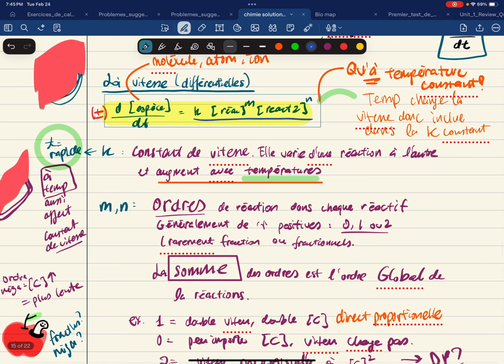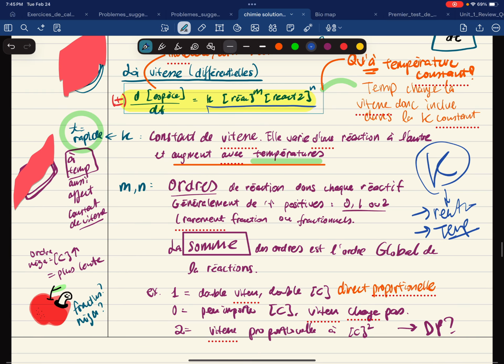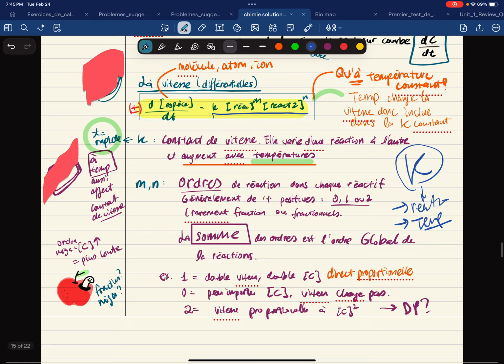And so K here, it's another K. This K is the constante de vitesse spécifique à la réaction et varie avec la température. So it's specific for this one reaction. K here is specific for the reaction and depends on the temperature. So temperature, reaction, specific, everything else, if anything changes, it's not the same one.